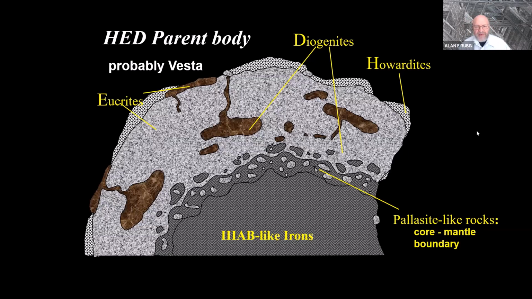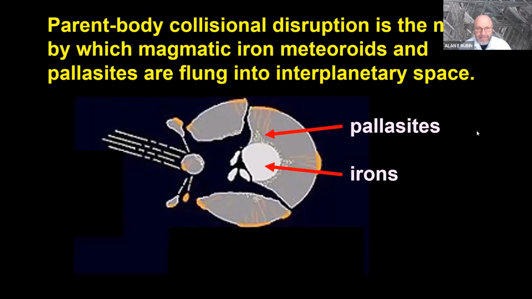We may have an iron core, and IIIAB-like iron meteorites will be materials that constitute a core like the one in Vesta. And at the core mantle boundary, we will get pieces of the upper core, the metal, and pieces of the lower mantle, the olivine-rich material, and we will form Pallasites, which are thought to be derived from the core mantle boundary of a differentiated body like Vesta.